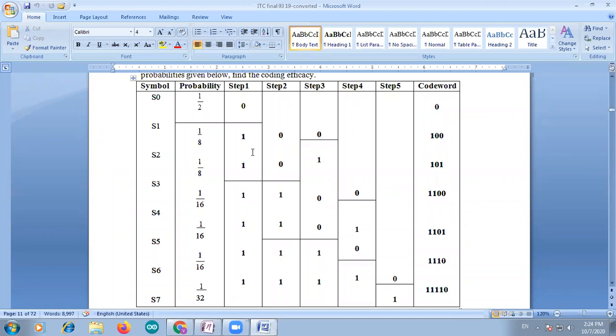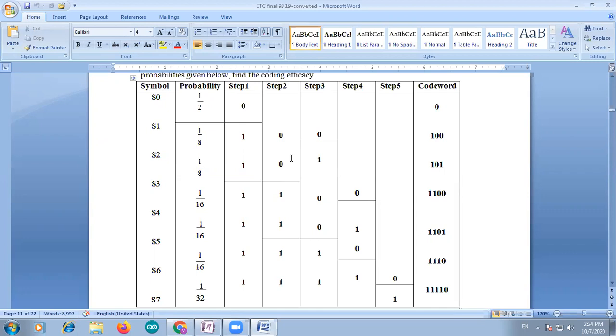Two symbols form one group, and the remaining 4 symbols form another group. So that's why in the second step, 2 groups are formed. In the first group there are 2 symbols, and in the second group there are 4 symbols. So the assigning of bits to the symbols is not completed, because the groups contain 2 symbols and 4 symbols. Now further subdivision takes place.